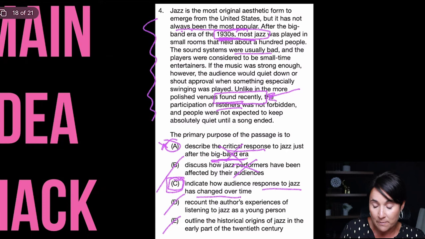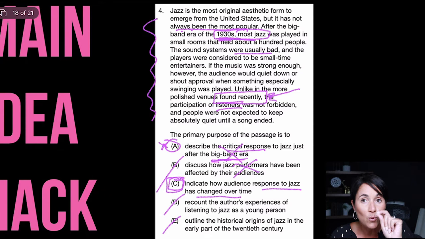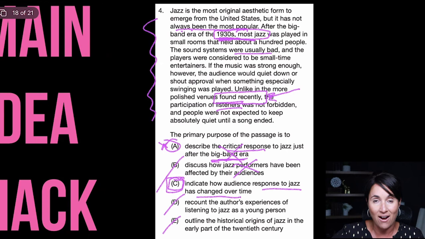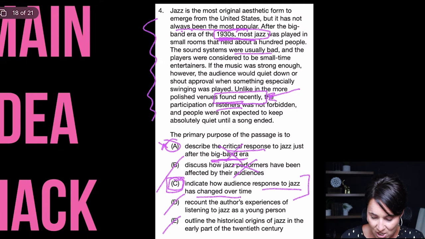They talk about the big band era only for a second, and then they go on to talk about found recently, which is today's era. So be careful there. That's a quick hack. Pay attention to general details. Look how general this is. Look at the language of this. Indicate how audience response to jazz has changed over time. We have big band era, too specific. We have experiences, these are out, but anything too specific is not gonna be your answer choice. That's another trick, okay?